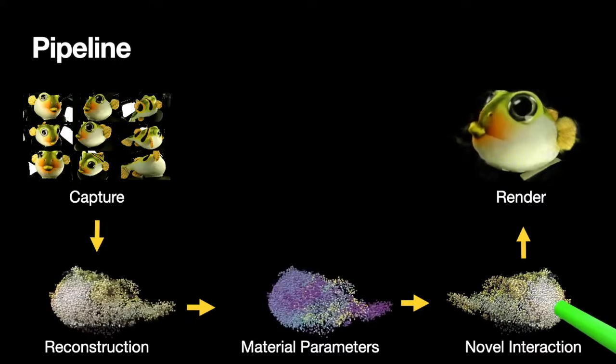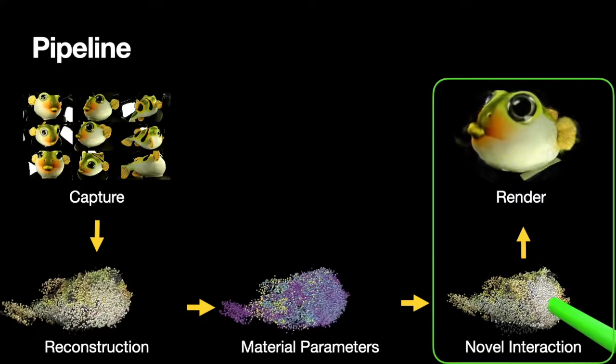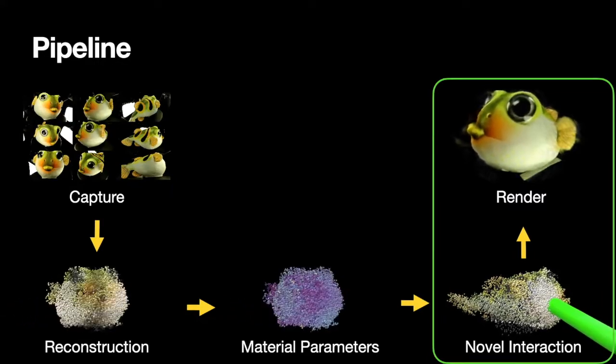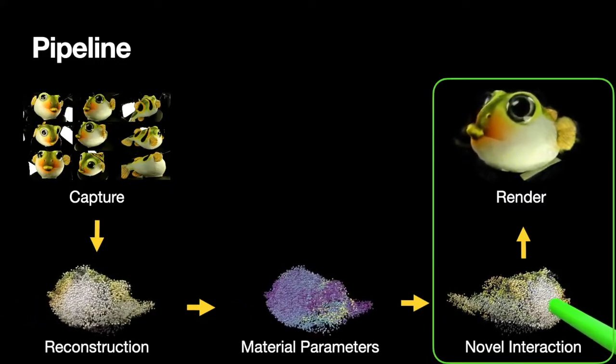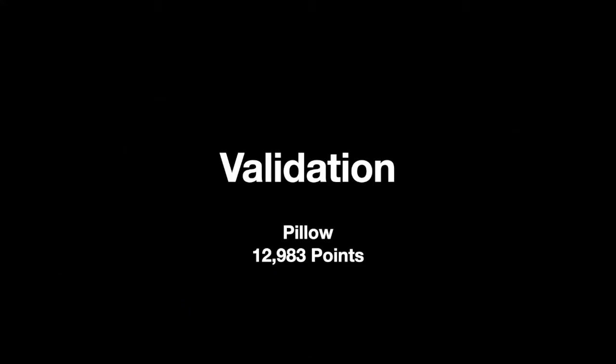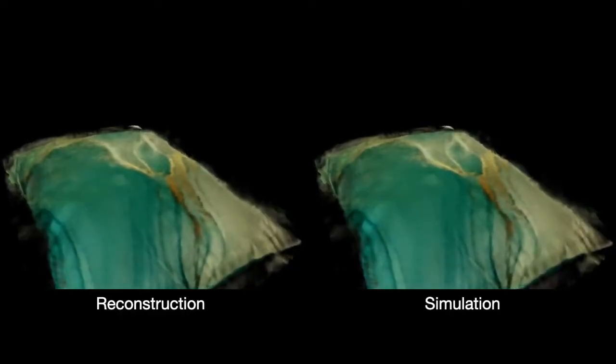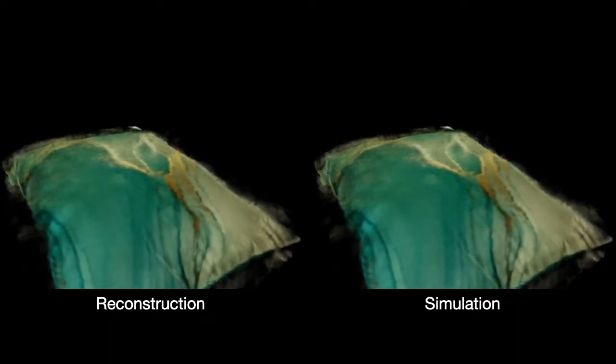Lastly, we simulate the reconstructed objects interacting with secondary objects in novel settings with a learned physics model and render these new deformations using non-rigid NeRF. We show a comparison of the renders between the reconstructed point cloud and the simulated point cloud under an external force field for the pillow. The simulation result matches the reconstruction from the non-rigid radiance field closely.